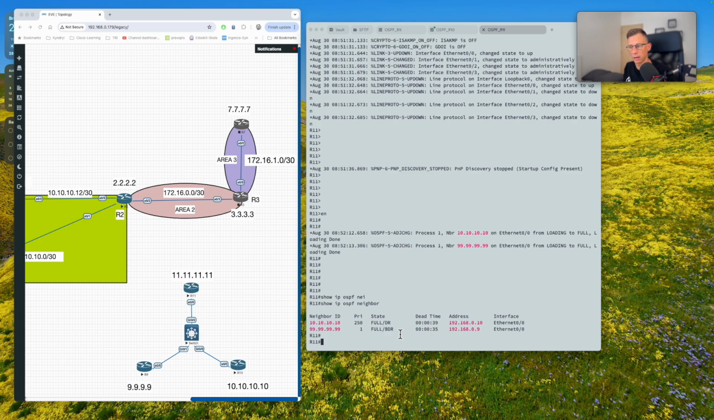So we have a DR and BDR configured, and this is how you configure the priority command in OSPF and influence the DR and BDR election.